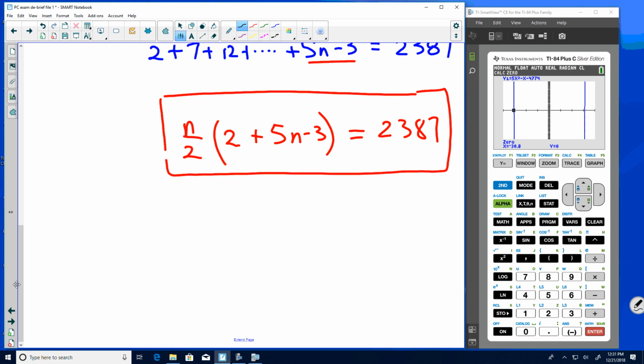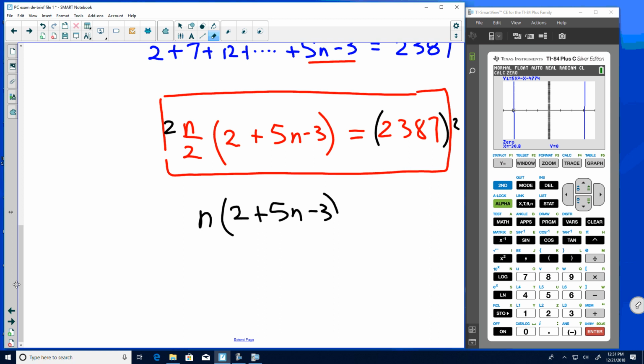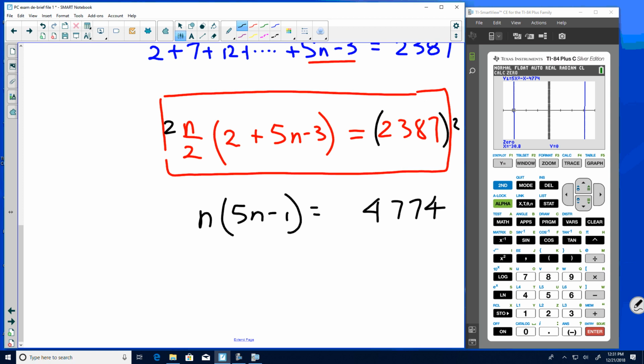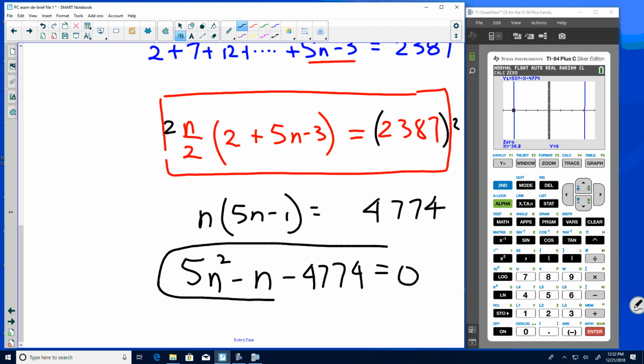Multiply both sides by 2. And we get n times 2 plus 5n minus 3. I suppose I should clean that up as 5n minus 1. And this is what, 4, carry 1, 7, carry 1, 7, 4. Son of a gun, there's that 4774 again. And cleaning this up, 5n squared less n less 4774 is equal to 0. So that was the equation you needed to solve on the quiz to figure out what n was. And we've already seen that n was equal to 31. You had to add up 31 terms to get that sum. You probably did it on your calculator.